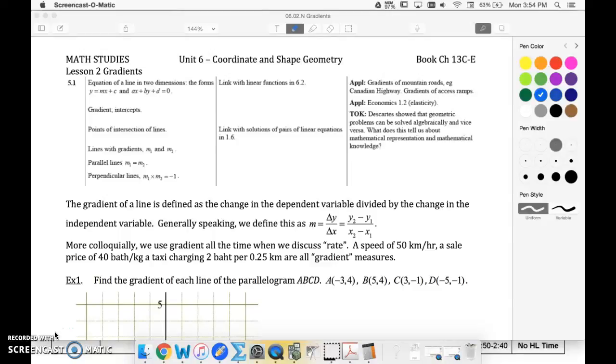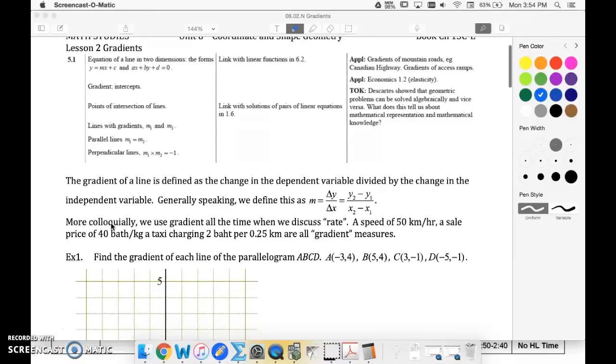All right, so now we're looking at gradient of a line. So now we're in syllabus topic 5.1, and we're looking at gradients. So the gradient of a line, in American English we tend to say slope, but those words are interchangeable. So the gradient is the change in the dependent variable divided by the change in the independent variable.